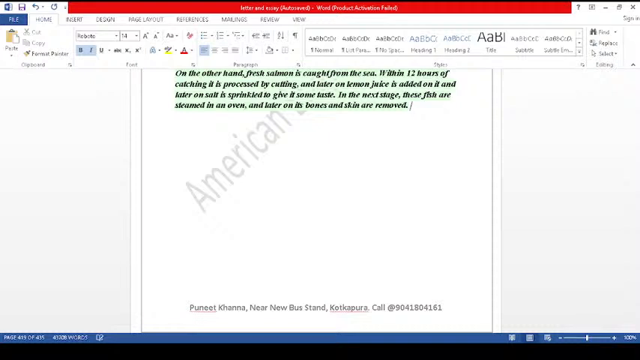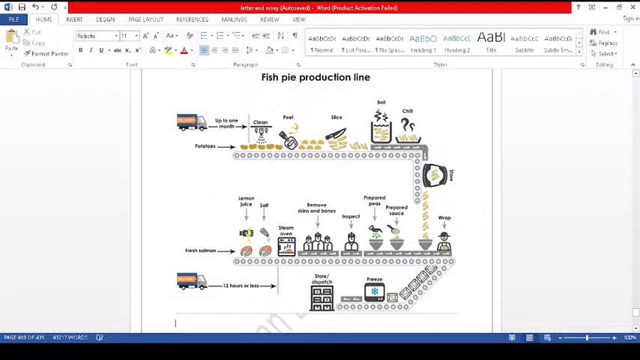Okay, afterwards the inspector checks the quality of the salmon.